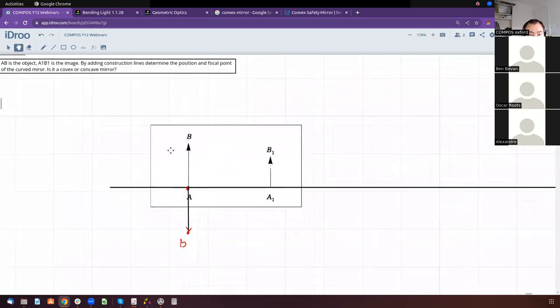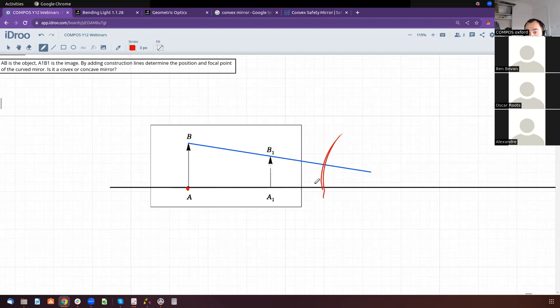So the first ray that we need is the ray starting from B and going through B1. So it's hitting the mirror and bouncing back through B1. So this is perpendicular to the mirror. So this already sort of tells us that the mirror has to be like this. The mirror has to be convex.